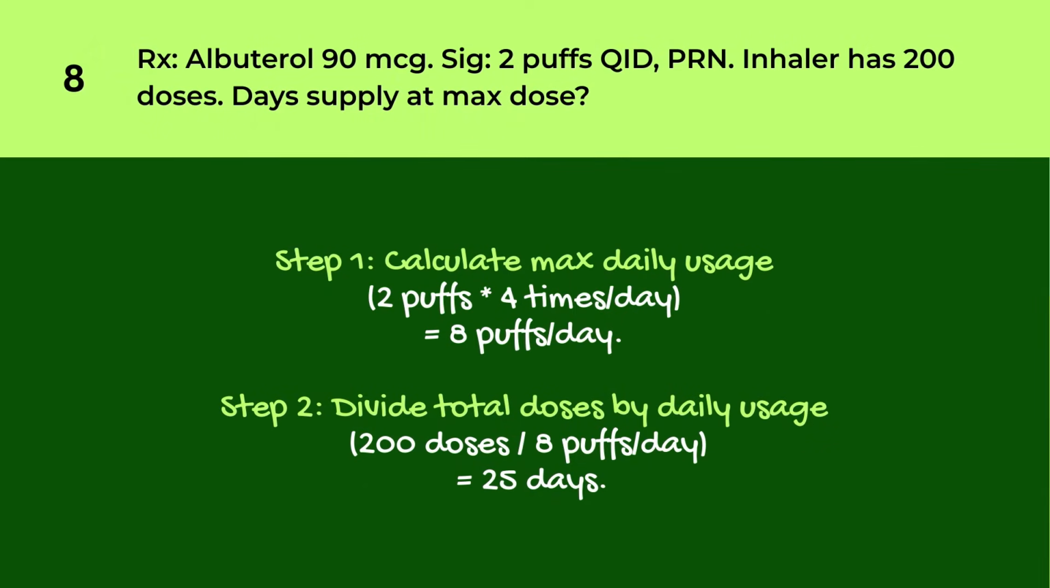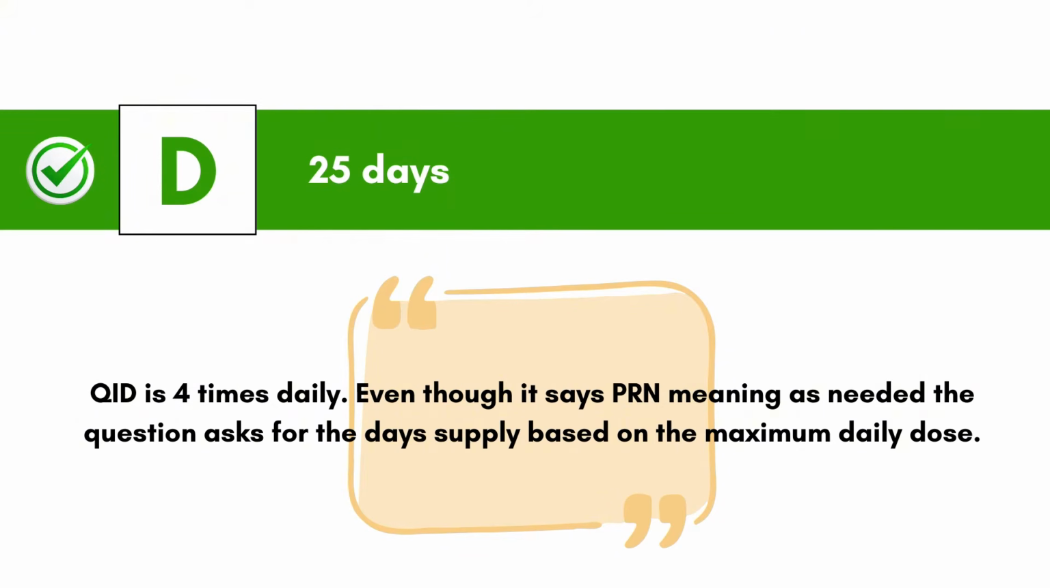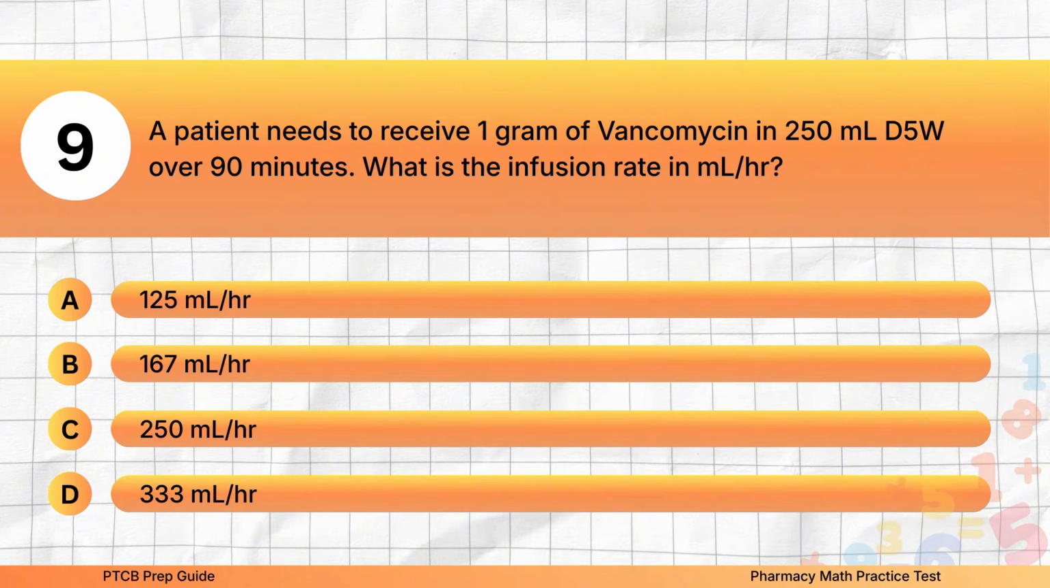Let's lock that answer in. Correct. Option D, 25 days is the right answer. QID is 4 times daily. Even though it says PRN, meaning as needed, the question asks for the day's supply based on the maximum daily dose. Here is a question about setting an IV pump rate.